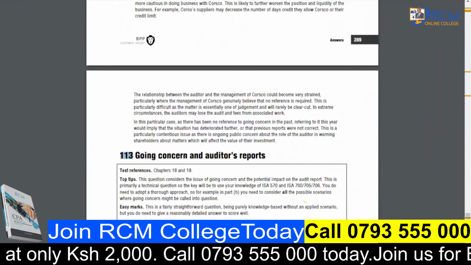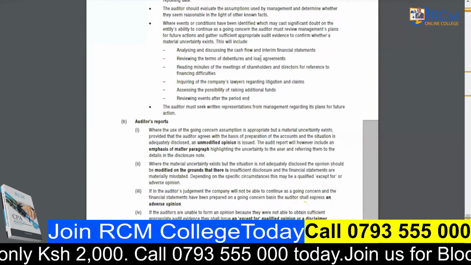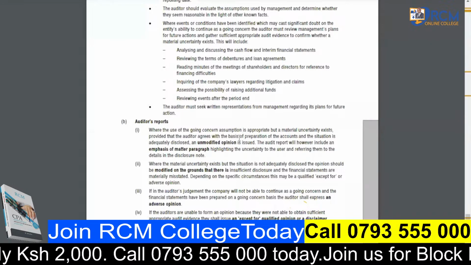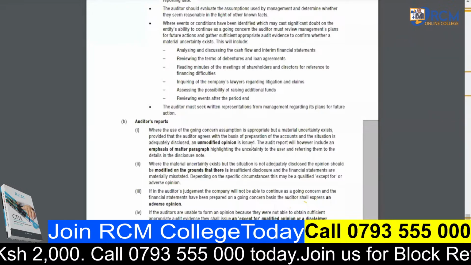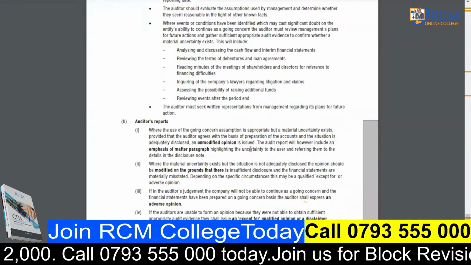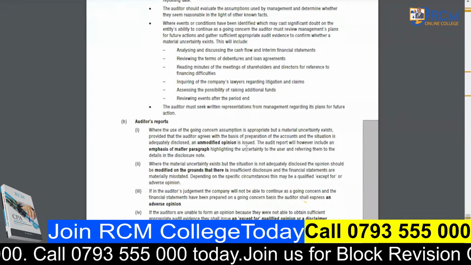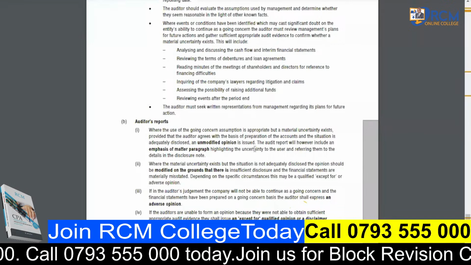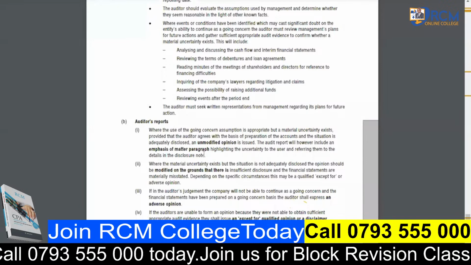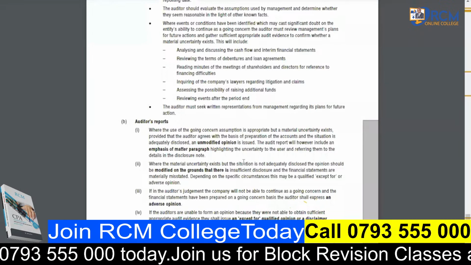So this is the answer. Wanasema namna hii, please be very keen. Auditor's reports, where the use of the going concern assumption is appropriate, but a material uncertainty exists, provided that the auditor agrees with the basis of preparation of the accounts and the situation is adequately disclosed, and a modified opinion is issued. The auditor will, however, include an EOM paragraph, emphasis of matter paragraph, highlighting the uncertainty to the user and referring them to the details in the disclosure note.